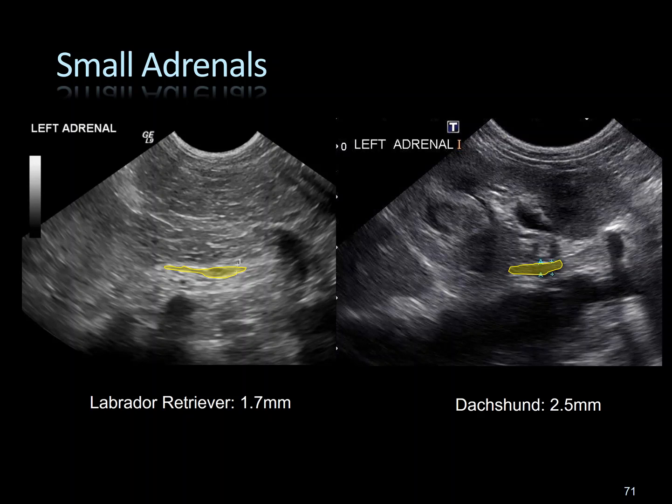Same story for the dachshund on the right. It's a small dog, but that's a small adrenal gland, so I'd also be concerned about hypoadrenocorticism there.